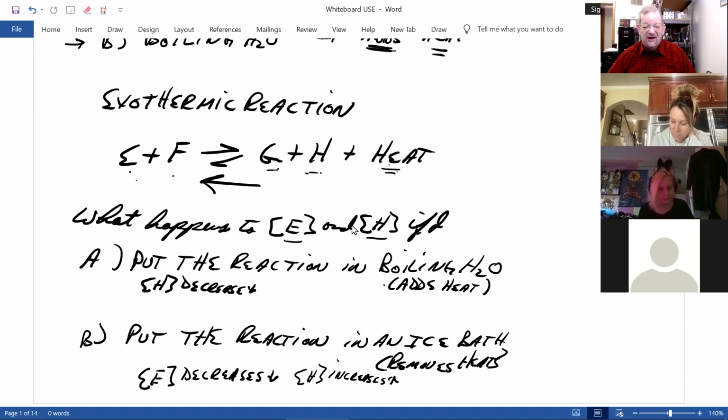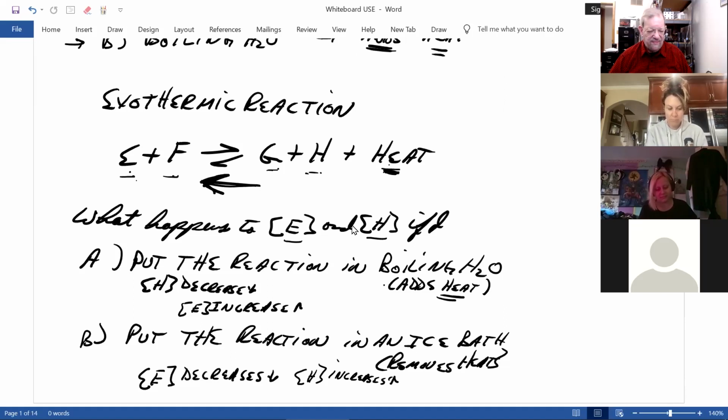Now, G and H and heat react to get rid of the excess heat we added. And how does it do that? It makes more E and F. It shifts in the direction to the left. And if I make more of something, what happens to the concentration of whatever I make, such as E? It will increase. And that's how you do an exothermic reaction.